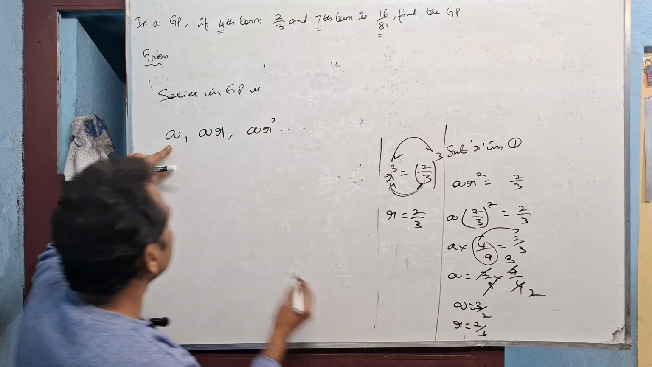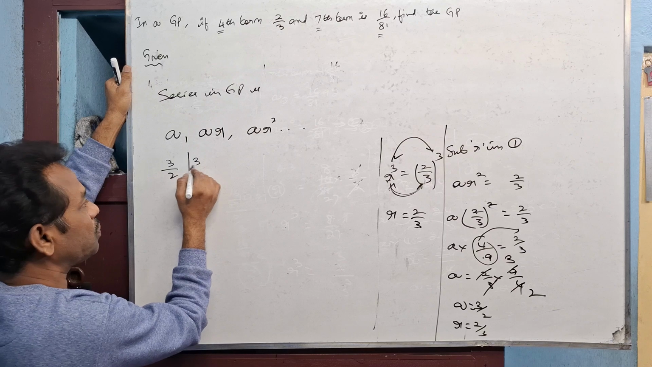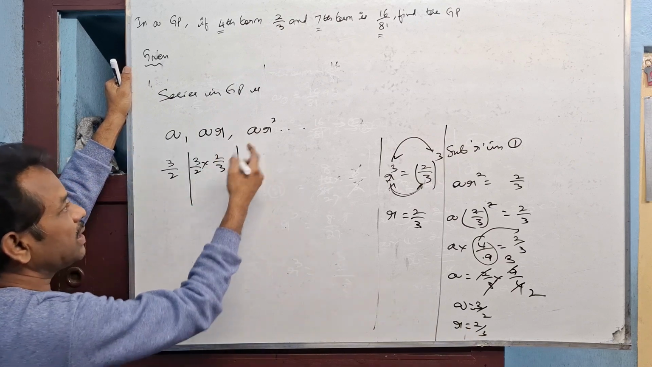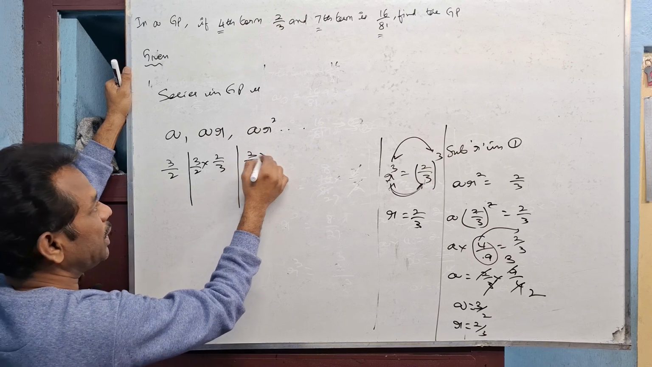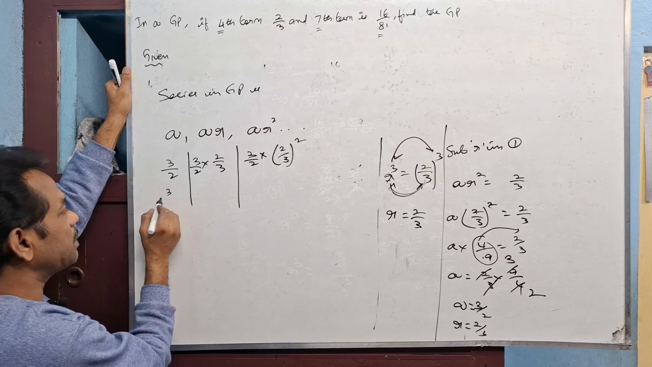Let us take a equal to 3 by 2, and a into r, so 3 by 2 into the value of r, which is 2 by 3. The third term is 3 by 2 into r square, that means 2 by 3 whole square. Let me simplify. The first term is as it is.